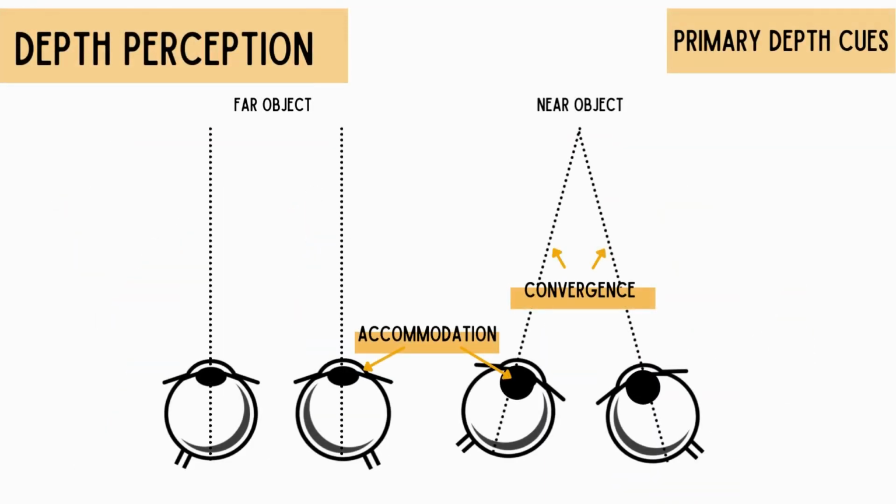3. Accommodation. This is a muscular process by which we change the shape of the lens in our eyes in order to create a sharply focused image. 4. Convergence. Over distances of 2 to 7 meters, we move our eyes more and more inwards to focus on an object at these distances. This process of convergence is used to help provide additional distance information.